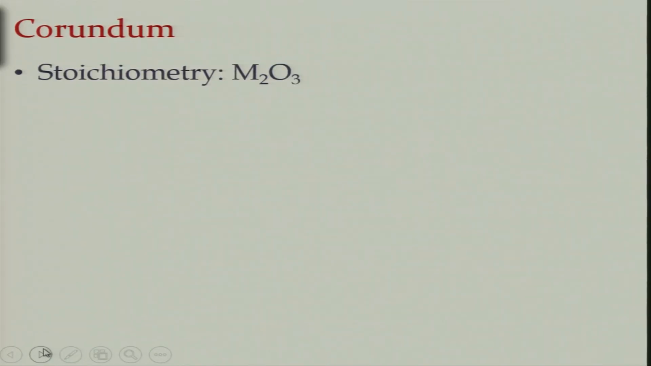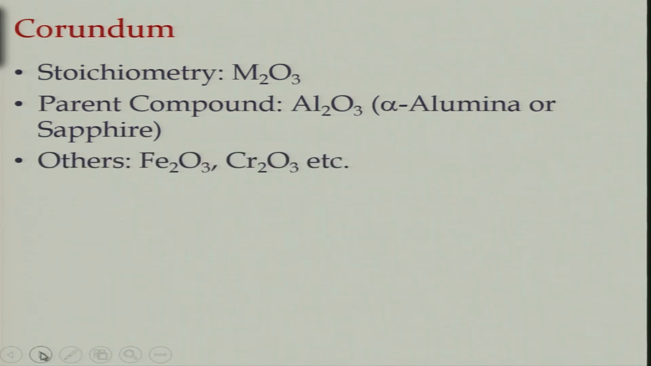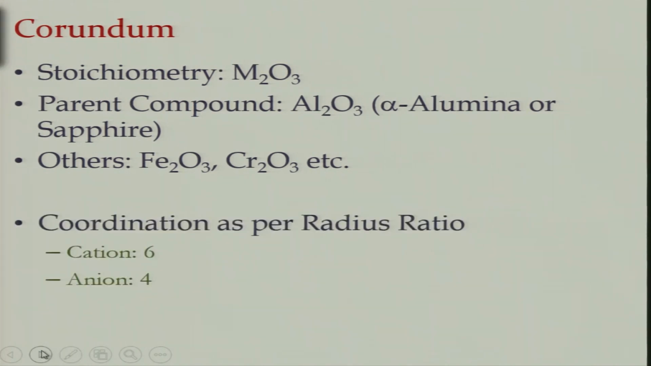The corundum structure is an Al2O3 kind of structure, called M2O3. Basically it is alumina based; the parent compound is alumina, but there are other materials such as iron oxide and chromium oxide, a variety of A2O3 kind of structures, that follow the corundum structure. Here oxygen makes an HCP lattice and the metal goes to octahedral sites.